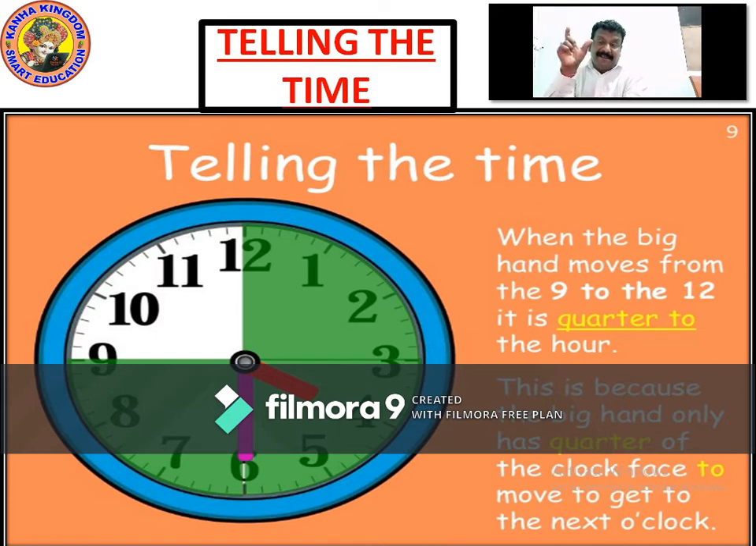The time remaining is from 9 to 12, that is 15 minutes. So it's quarter to the hour. When the big hand is at 9 to 12, we say it's quarter to the hour. First, 12 to 3 is quarter past. 12 to 6 is half past.